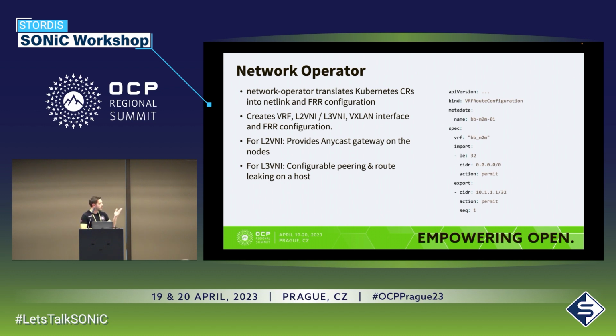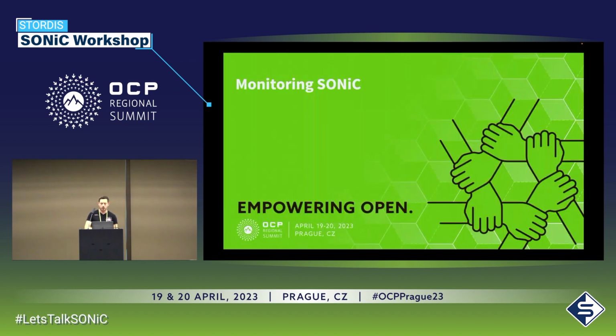On the right side, you can also see an example file for our custom resource. In that case, the VRF route configuration. And for that reason, we just configured, for example, the VRF BBM2M, and we defined an import and export list to filter the traffic. Now I'm through my slide deck, and I will hand over back to Kamran, who is to provide some details for monitoring SONiC.